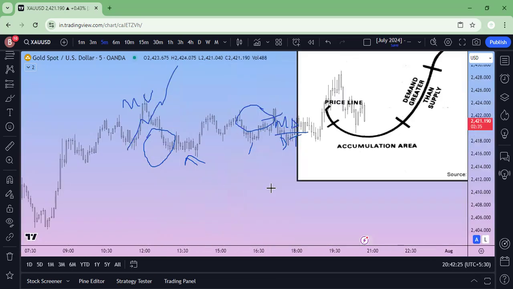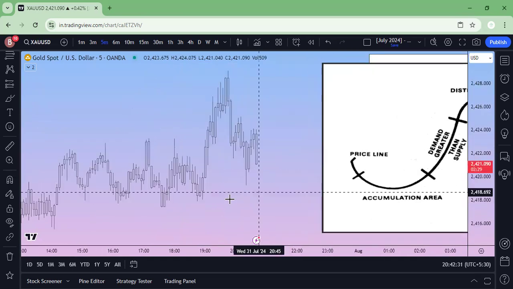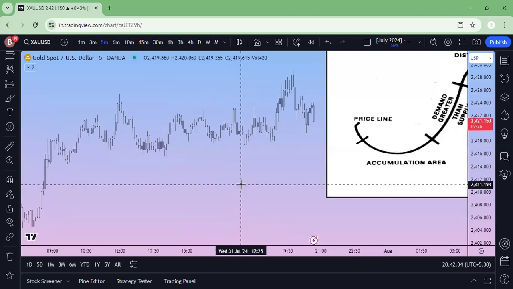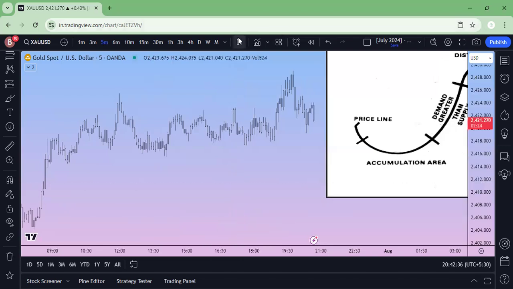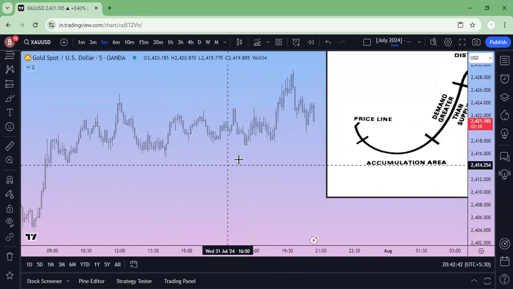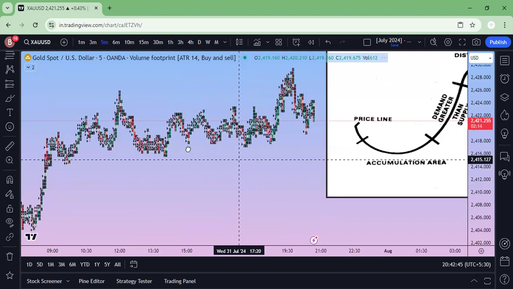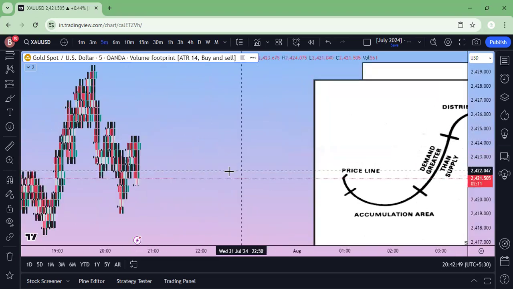One second. This is the 5 minute chart. Yeah, and go to, it's a premium, right? Hopefully. Click the candlestick, this one, yes, and come down to volume footprint, third last. This one is the new baby they have come up with. And see any top or bottom.